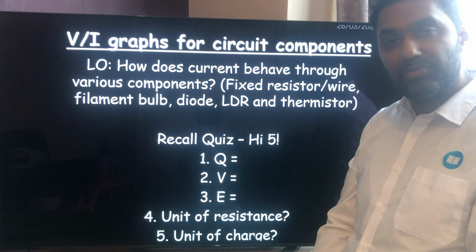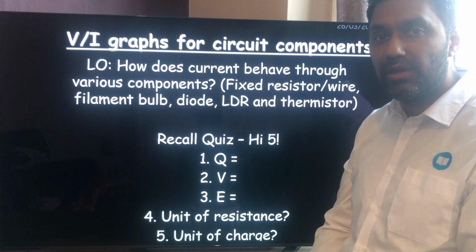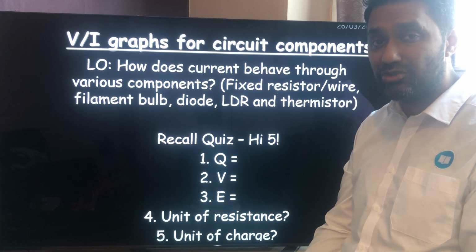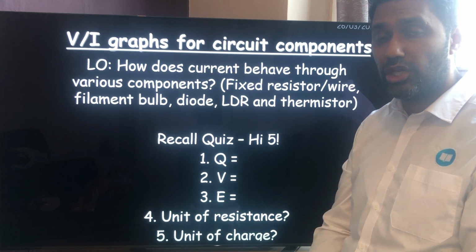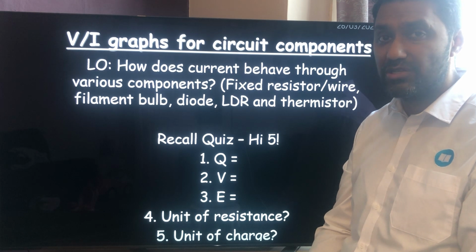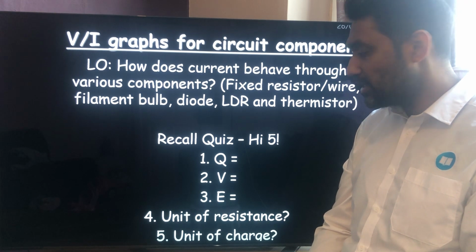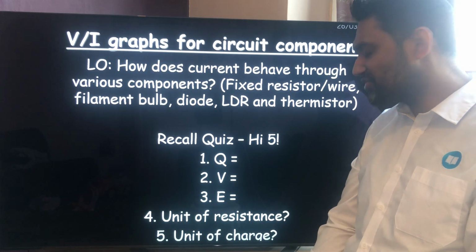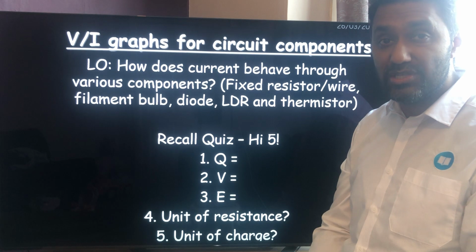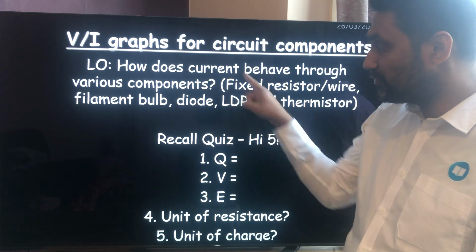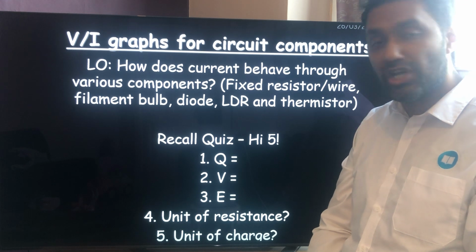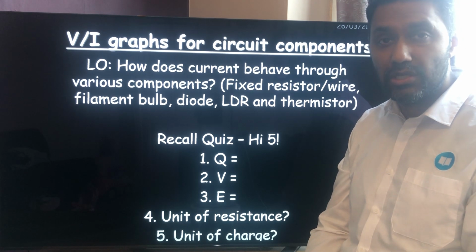Number 3: E equals QV. E equals Q times V. So energy, electrical energy in the circuit, is the Q, which is the charge, times the V, which is the potential difference or voltage. Question 4: the unit of resistance is ohms. The Greek letter we use is omega, which looks like that sort of horseshoe shape. And question 5: the unit of charge is coulombs.